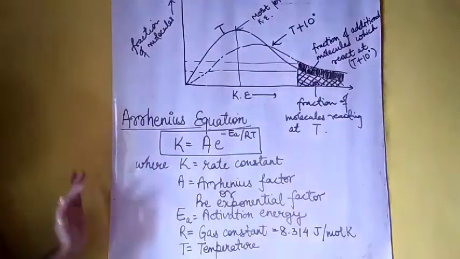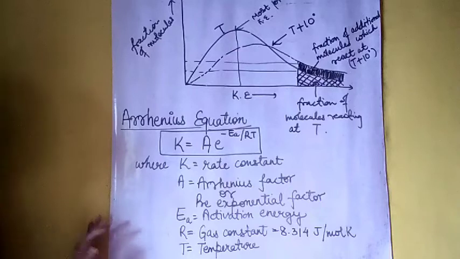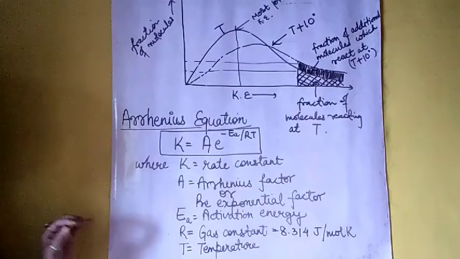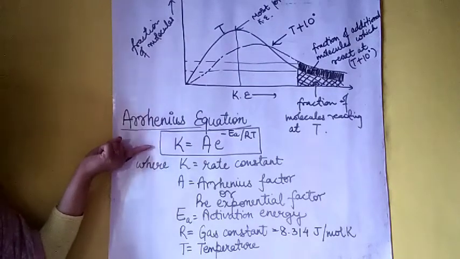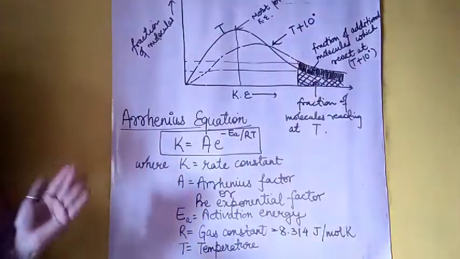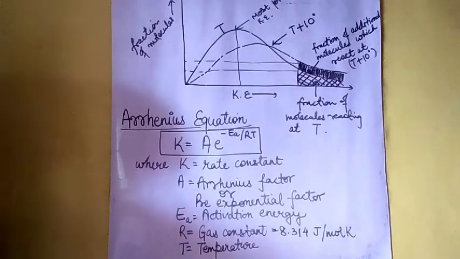Now we will calculate this Arrhenius equation for different temperatures also, right? Now the Arrhenius equation can be written in different forms. So look at the different form, that is this. So this is the Arrhenius equation.